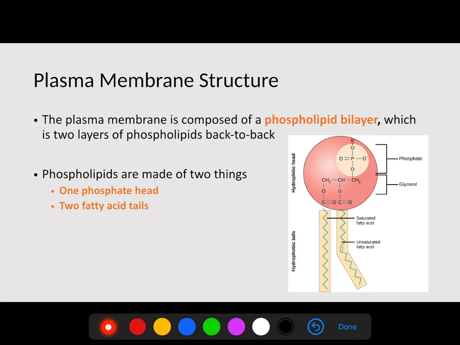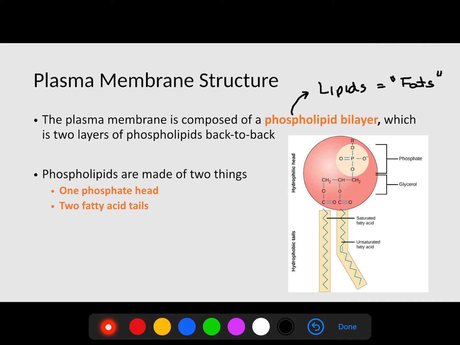So the plasma membrane is made of something called phospholipids. Now, the plasma membrane is composed of what's known as a phospholipid bilayer, which is two layers of phospholipids back to back. Now, when we're referring to a phospholipid, remember, phospholipids are lipids, meaning that they are fats. So if we remember anything about fats and lipids, it is that they don't like to be associated with water.